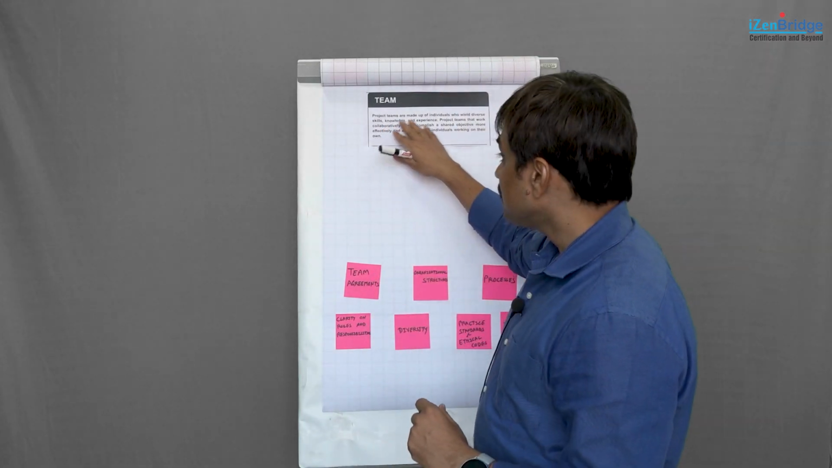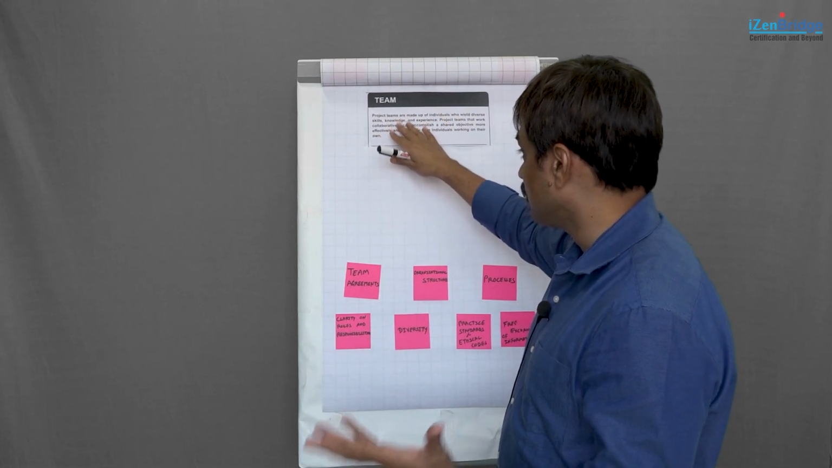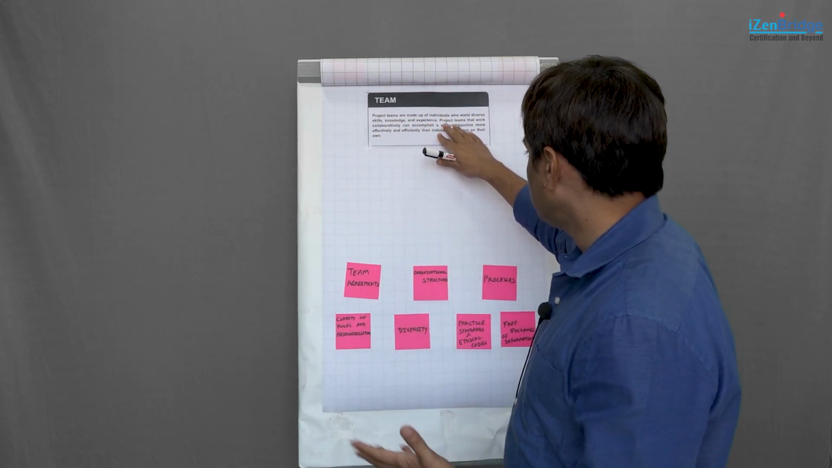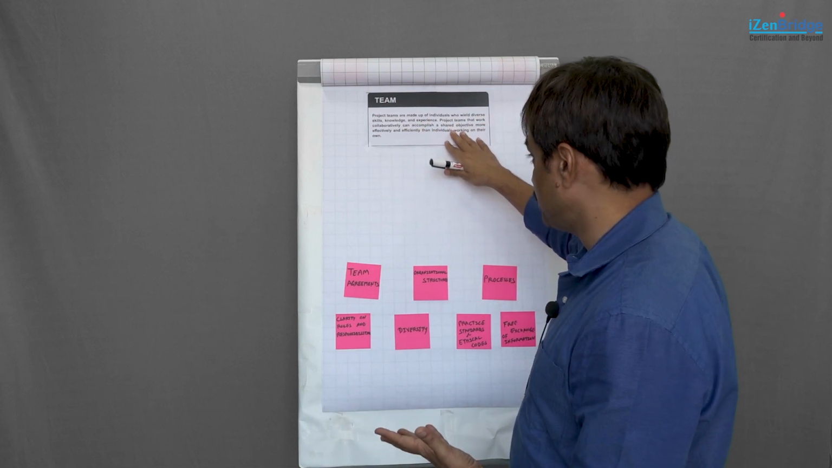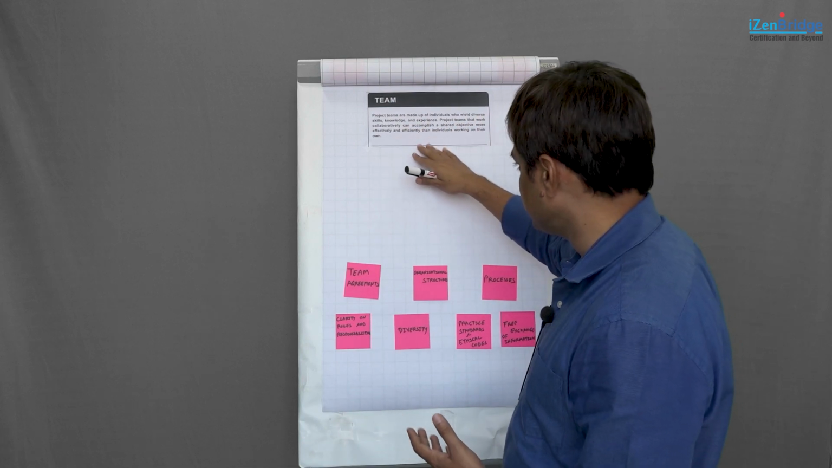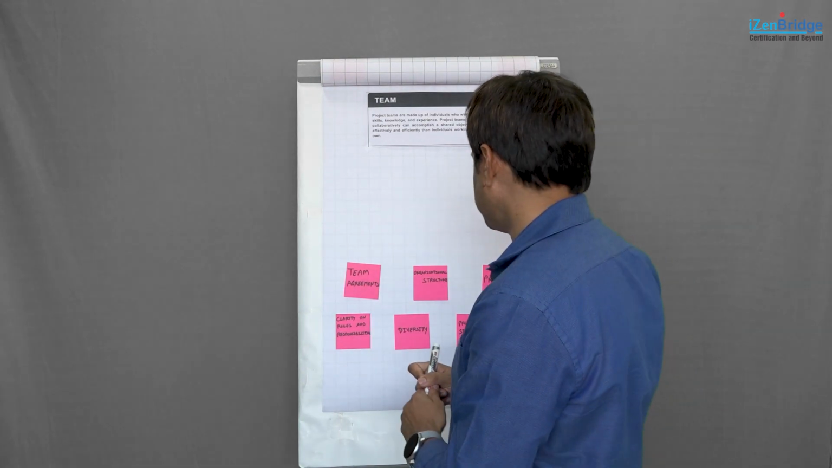So, project teams are made up of individuals who wield diverse skills, knowledge and experience. Project teams that work collaboratively can accomplish shared objectives more efficiently and effectively than individuals working on their own. So, that is pretty much understandable.